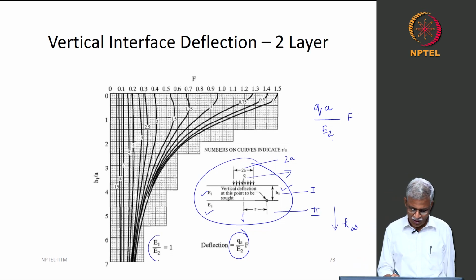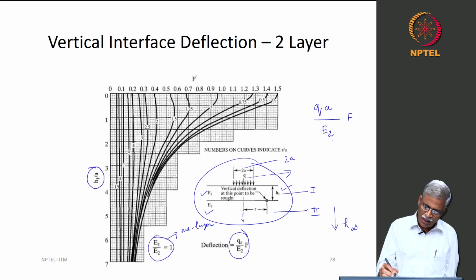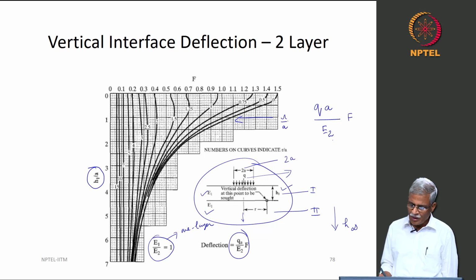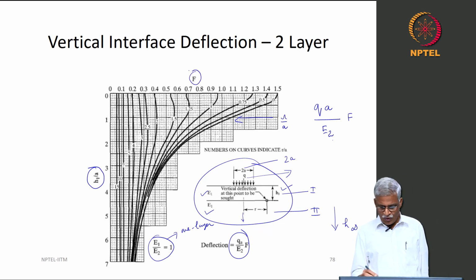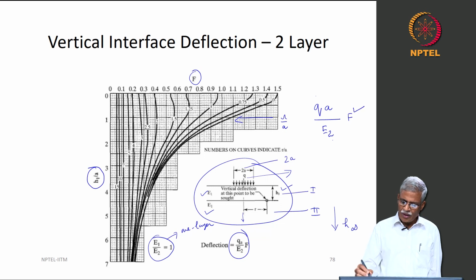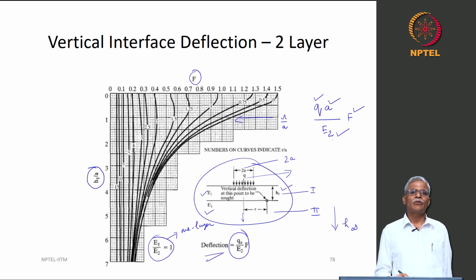So, this is going to be for E1 by E2 equal to 1. Of course, E1 by E2 equal to 1 means what? This basically reduces to the one layer Boussinesq problem. So, this is H1 by A, and the lines in the graphs that you see correspond to various R by A. So, use H1 by A, use R by A, find out what is F, and substitute the F here. You know Q, you know A, you know E2, so you can find out what the deflection is.